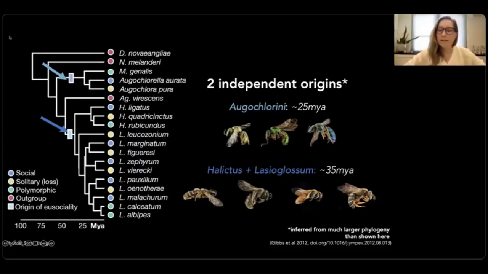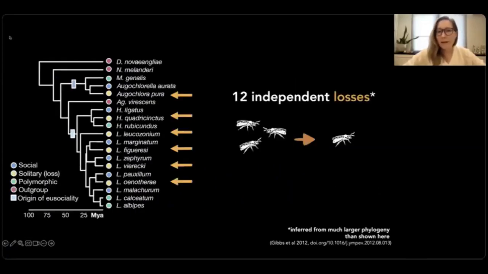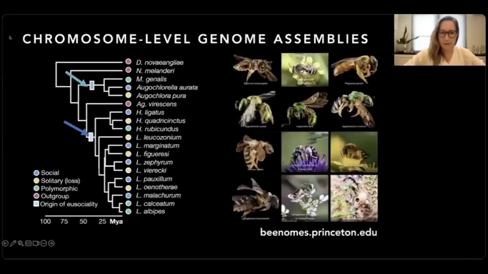So we know, thanks to work by Jason Gibbs and many other taxonomists, that there is a much larger phylogeny of sweat bees than the one that I've shown here. We can see through ancestral state reconstructions that there have been 2 independent origins of eusociality within this group. Once within the Augochlorini about 25 million years ago, and once in the group that's associated with Halictus and Lasioglossum, and this originated about 35 million years ago. In addition, there have been over a dozen independent losses within the group as well, which allows us to make comparisons between closely related social and solitary species within the same monophyletic family.